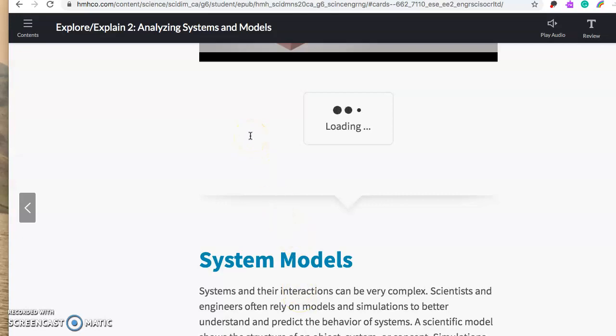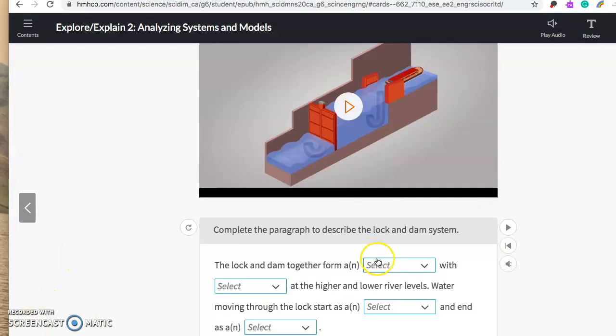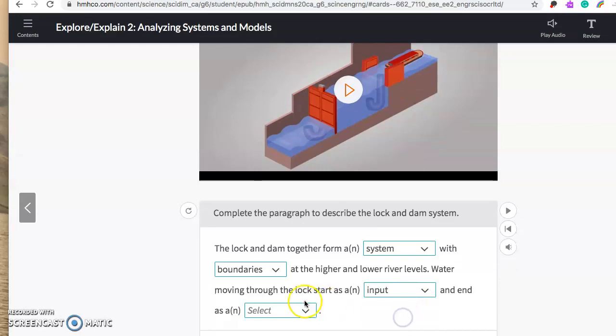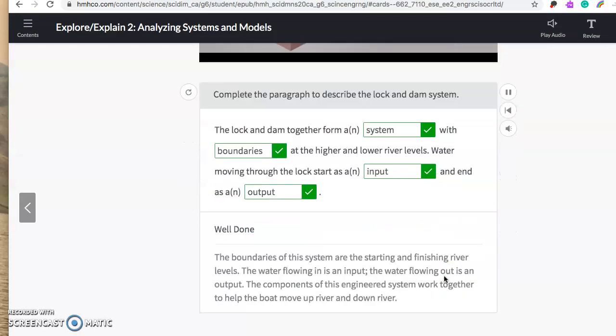They often use models and systems. So they have a model right here above. Together they form a system, and then we have to think, is there an input? Is there an output? They're talking about boundaries. They have outer boundaries. At the higher and lower levels, water moves through the lock that can start as a blank and end as a blank. So you're inputting at the start, and your ending is what you output. So what goes in is input, what goes out is output. All right.